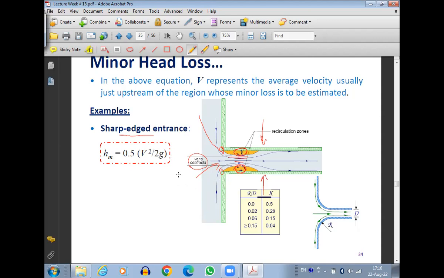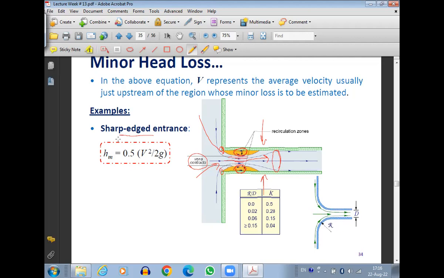So the smaller effective diameter of the pipe is known as the vena contracta. As the flow proceeds, it passes away from the flow circulation region, and then the effective diameter becomes again equal to the actual pipe diameter. Once the fluid passes through this region, the effective diameter is equal to the actual diameter of the pipe. Only in this region is the effective diameter reduced because of the flow circulation region.